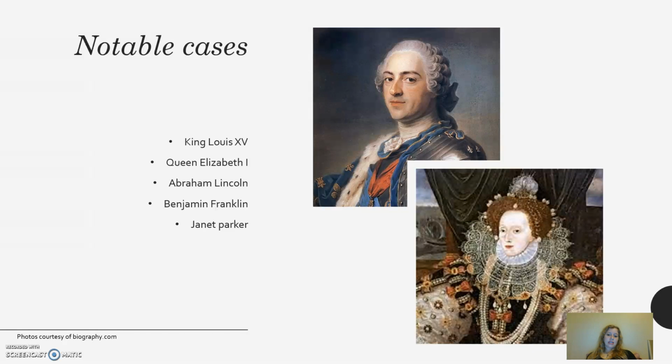In the 17th and 18th centuries, smallpox killed a number of reigning monarchs, including King Louis XV. Abraham Lincoln and Queen Elizabeth also contracted smallpox during their times in office. However, they lived to tell the tale. Benjamin Franklin was also an advocate for smallpox prevention after losing his son to the disease, and a smallpox outbreak occurred in 1978, the last known smallpox outbreak, and it resulted in the death of Janet Parker, a medical photographer, and the last known person to die from smallpox.